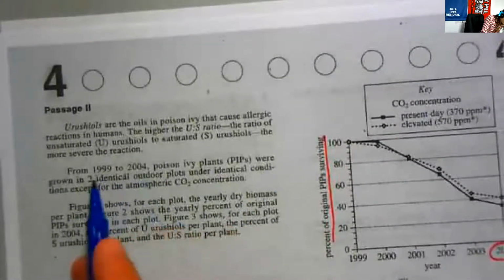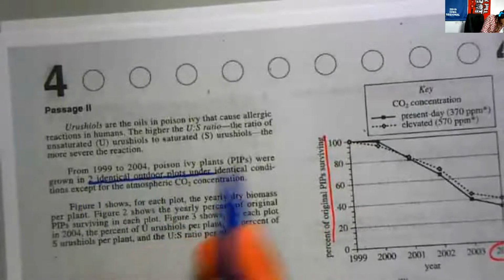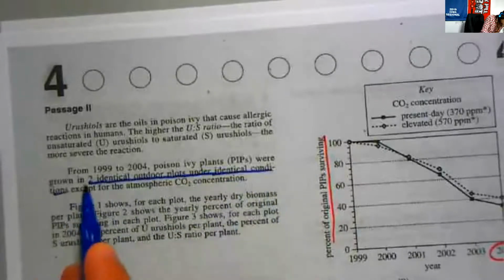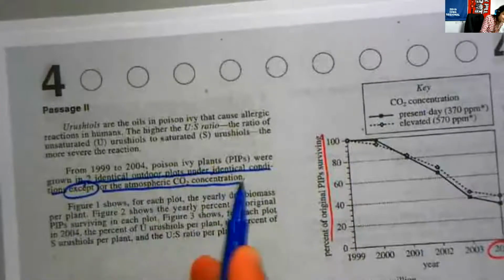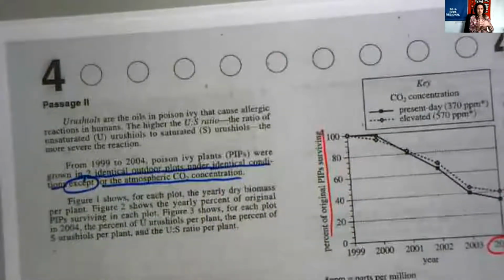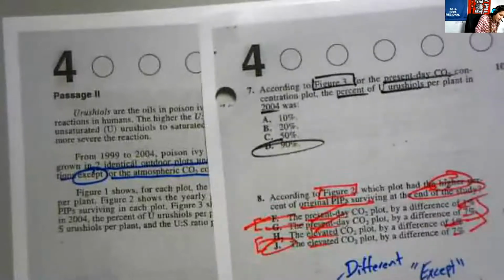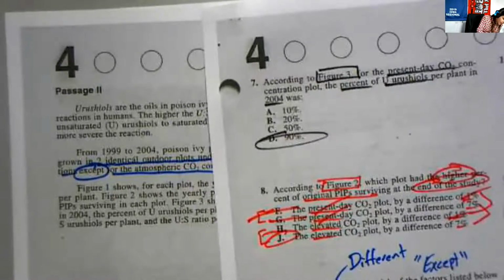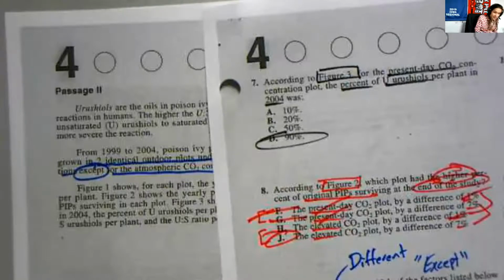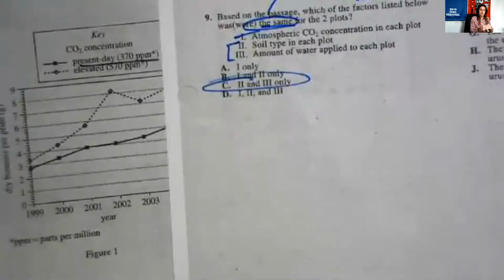The poison ivy plants were grown in 2 identical outdoor plots under identical conditions, except for the atmospheric CO2 concentration. So the word except is very commonly used in ACT to signify, hey, this is the thing that is different. So what's different? The only thing that was different was the CO2. So what was the same? The same was the soil type and the amount of water. That's got to be 2 and 3 only. That's got to be answer option C.